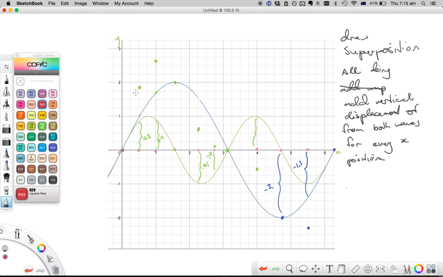Join up those dots, this dot, that dot, and every dot in turn, and that's going to generate a waveform that looks something like this.